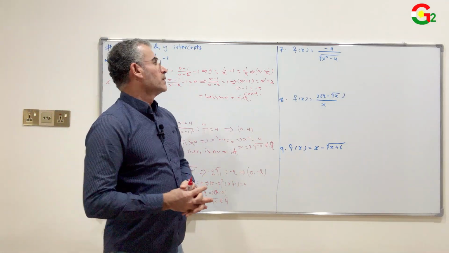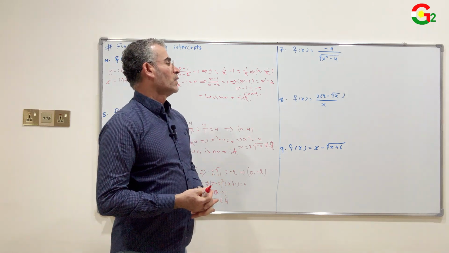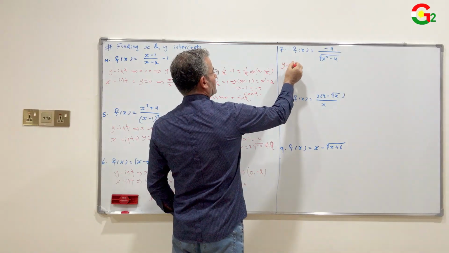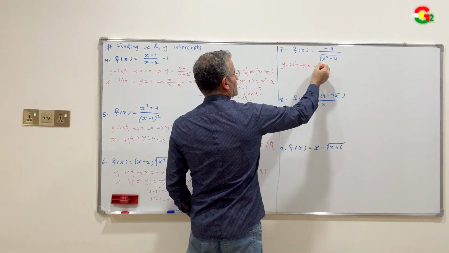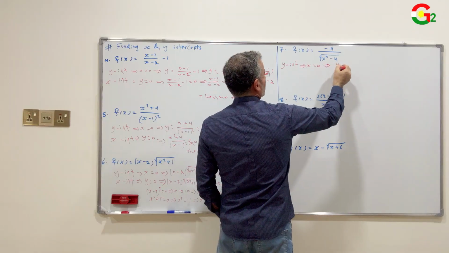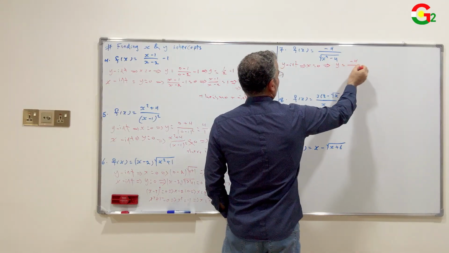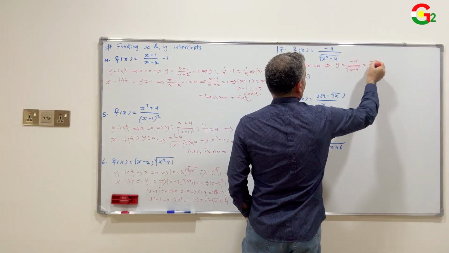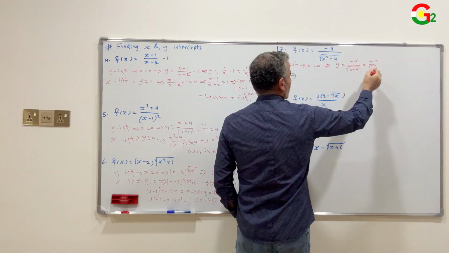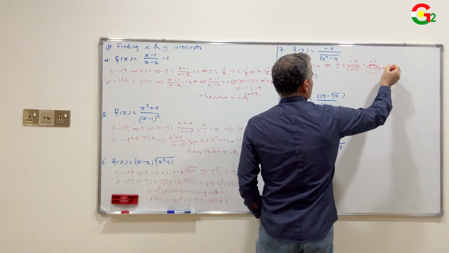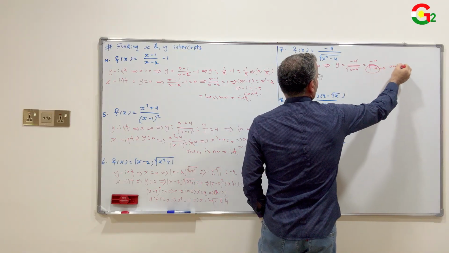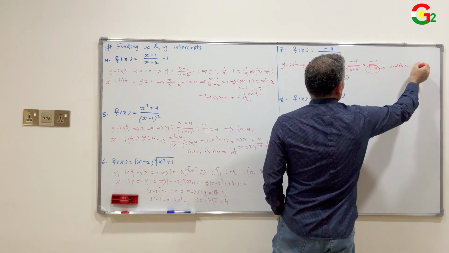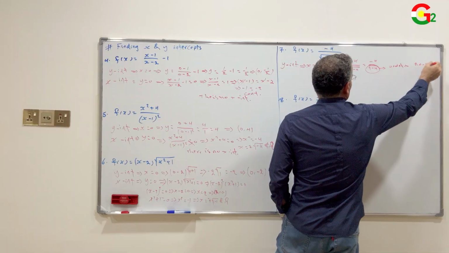Question number 7. f of x equals negative 4 over the square root of x power 2 minus 4. For y-intercept, set x equals 0 and solve to find y. Negative 4 over the square root of 0 power 2 minus 4 equals negative 4 over the square root of negative 4. Since this term is undefined, there is no y-intercept.